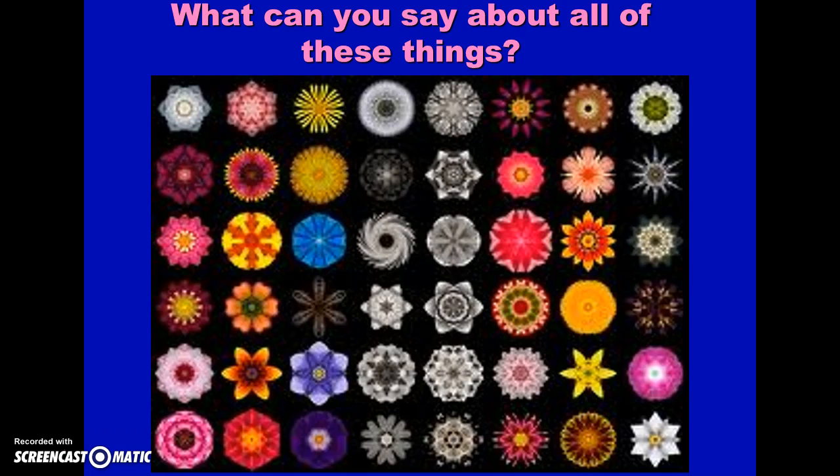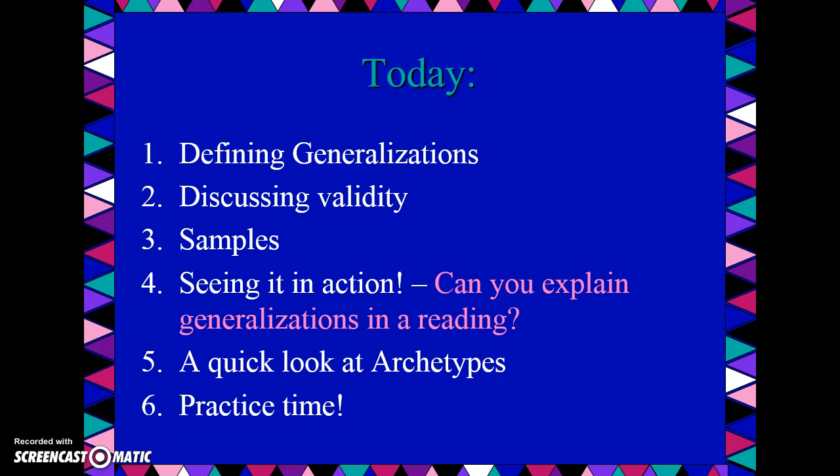At first you might think they're all colorful, but there are a few in here that actually seem to be just black and white. So round, center point, maybe some of them have 6 points, some have even more, 8 or 9, some have multiple points. Those are all some generalizations that you might make about these objects. And that's what we're going to be talking about today, those sweeping statements that you can make about a group of objects. So today we are going to define generalizations.